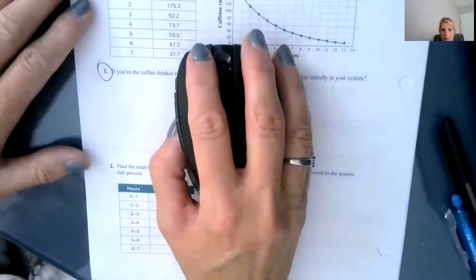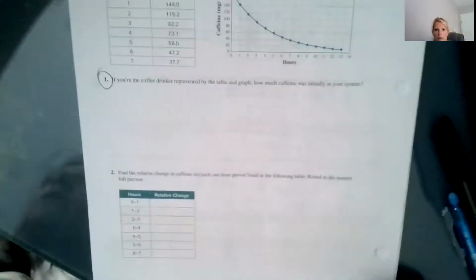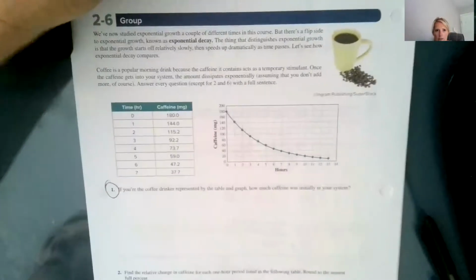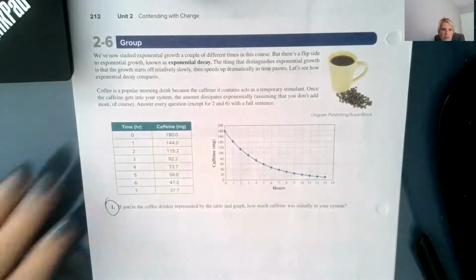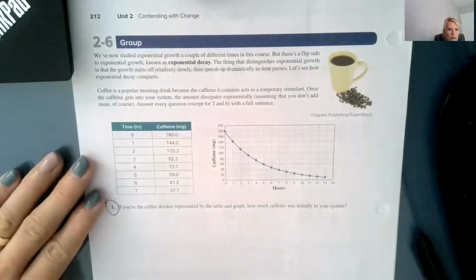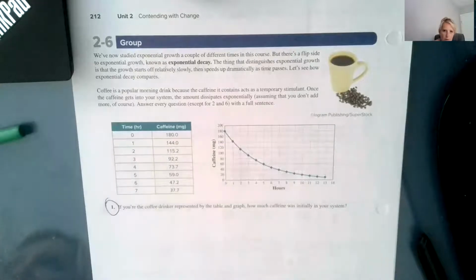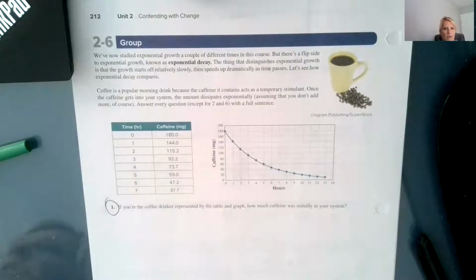Hello, we're here and we're going to work on lesson 2.6 part 2. We're still working with exponential models and equations and functions, all basically the same thing. But this time it's going to look a little bit different. It says we've now studied exponential growth a couple of different times in this course, but there's a flip side to exponential growth known as exponential decay.